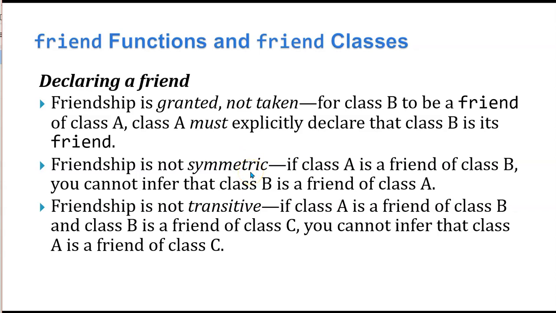So, friendship is granted, not taken. For class B to be a friend of A, A must say, I want B to be my friend. It's not symmetric either. If A is a friend of B, B is not a friend of A, and it's not transitive. If A is a friend of B and B is a friend of C, A is not a friend of C.